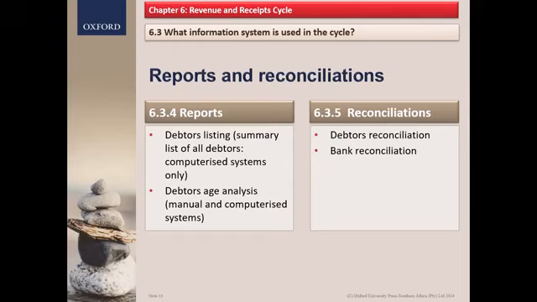And also, as part of the other reports, we've got debtors age analysis that pertains to both manual and computerized systems. So debtors age analysis is simply a matter of categorizing your debtors in terms of the days the credit was extended and not paid, by each category of debtors. Then you find that the debtors age analysis is categorized as current, which is not bad, 30 days, 60 days, 90 days, and above 120 days, and so on and so forth.